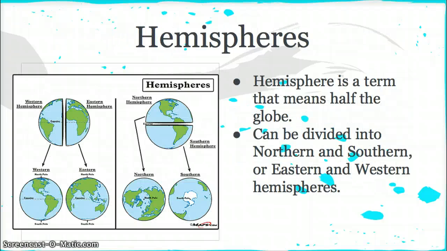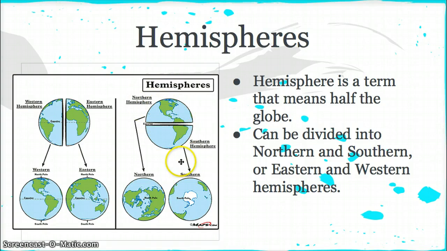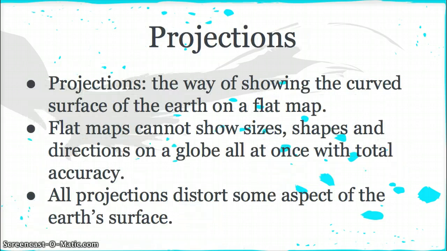Hemispheres. Hemisphere is a term that means half the globe. They can be divided into northern and southern hemispheres, or they can be divided into western and eastern hemispheres. The equator is what divides the world in half for the northern and the southern hemisphere, and the 180-degree mark for the western and eastern hemispheres.